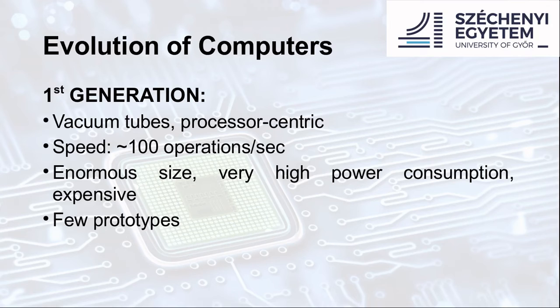Now we can go through the evolution of computers. A first-generation computer used vacuum tubes and was a huge machine with very high power consumption. It was a processor-centric machine. Its speed barely reached 100 commands per second. And only a few prototypes existed of them.